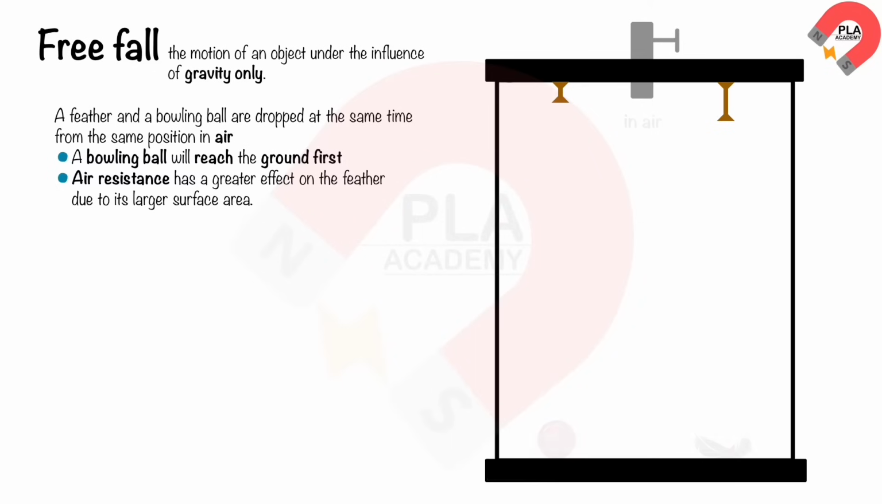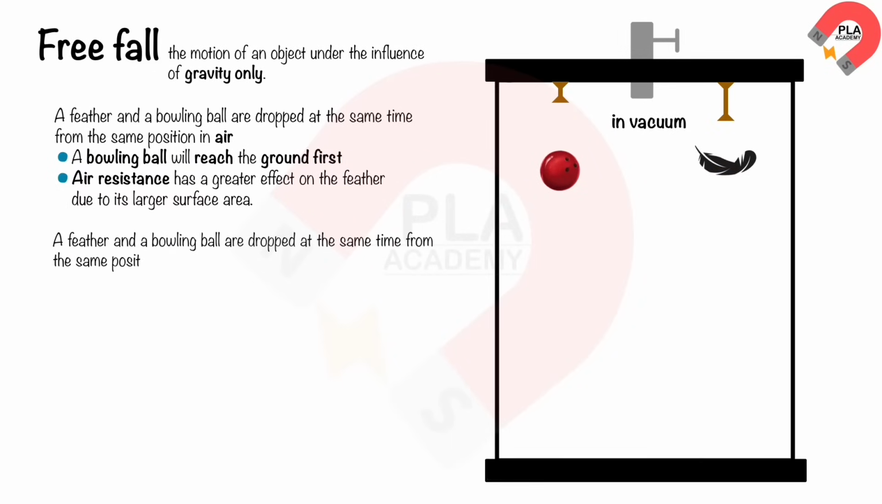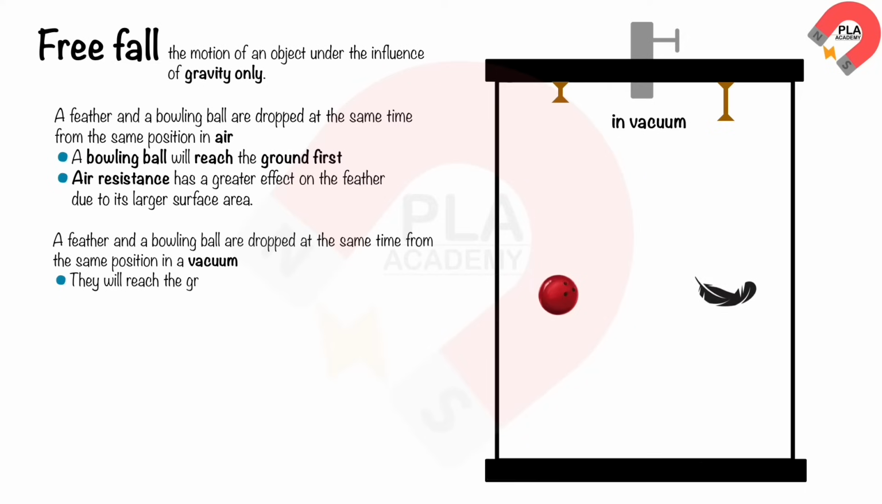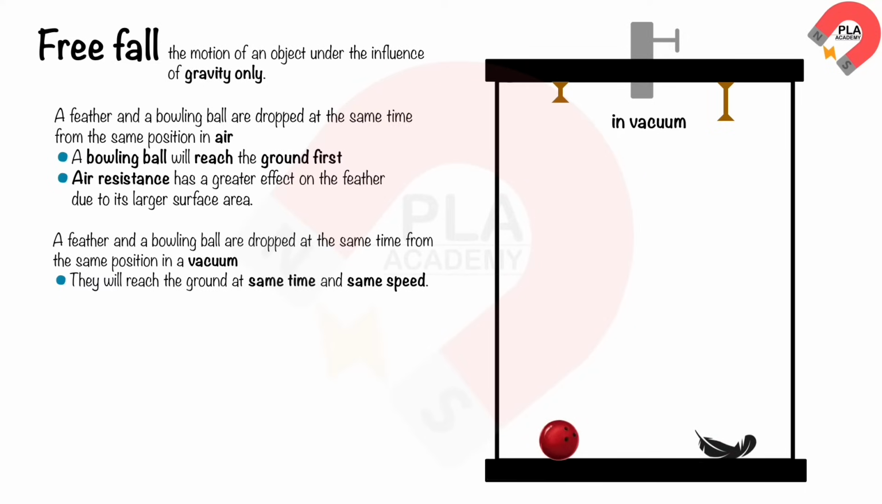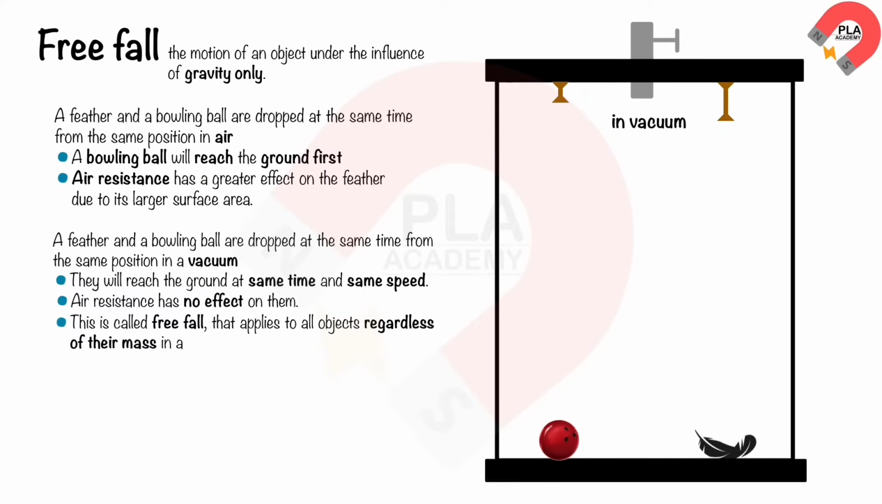If a feather and a bowling ball are dropped at the same time from the same position in a vacuum, they will reach the ground at same time and same speed. This is because air resistance has no effect on them. This is called free fall, that applies to all objects regardless of their mass in a vacuum.